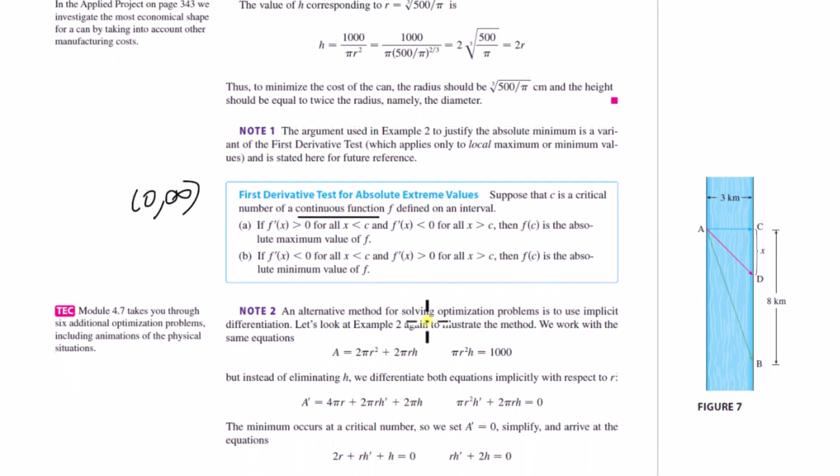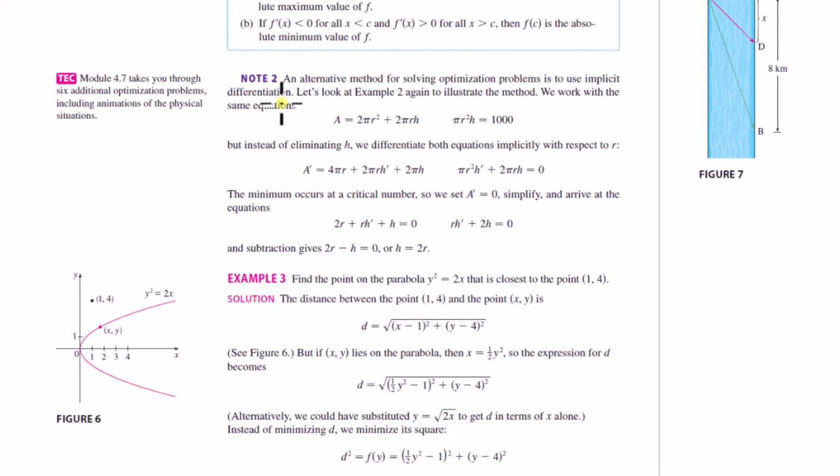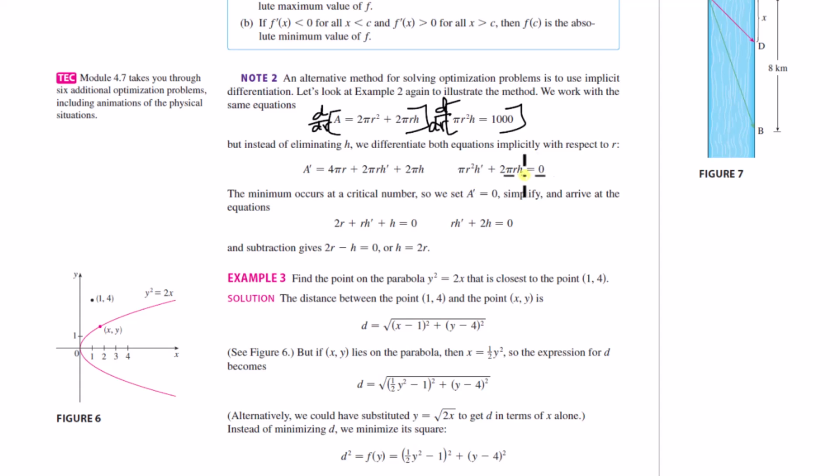All right, an alternative method for solving optimization problems is to use implicit differentiation. Let's look at example two again to illustrate the method. We work with the same equations, the problem we just solved. Now they want to solve it with implicit differentiation. So here's the function as a function of R and H, the surface area, and then here's the second equation. Instead of eliminating H, they differentiate both equations implicitly with respect to R. So they do d/dR of the entire equation, d/dR. With that, they get these two equations.